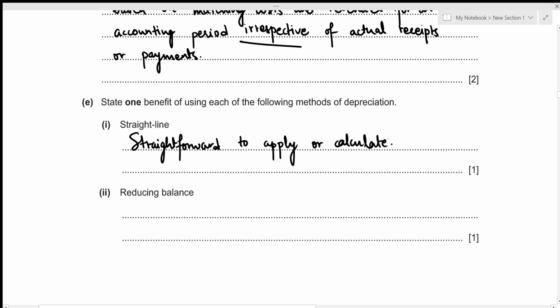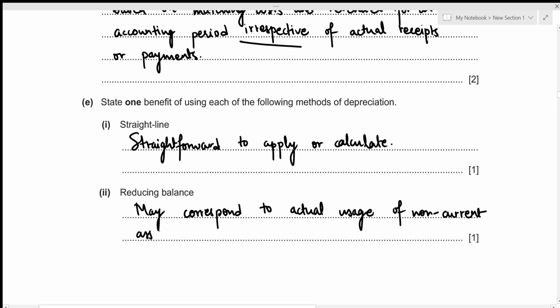Then for the second part, we need to state one benefit of using the reducing balance method of depreciation. In case of reducing balance, we apply our depreciation rate to the net book value rather than the cost. And this allows us to represent the actual use of non-current assets. Let's write it down. May correspond to actual uses of non-current assets. Alright, this concludes the fifth part of this question. Now we can move towards the sixth one.